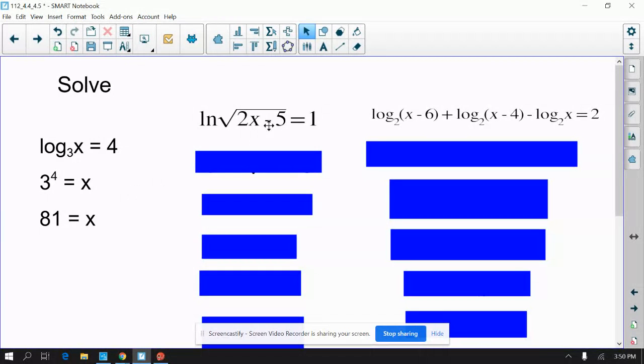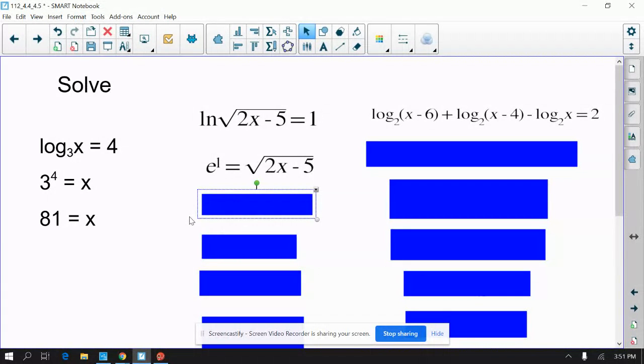What about this? This is a log. Logs are exponents. So the exponent is 1. But on what base? The base of natural log is e. So I'm going to rewrite this as e to the first equals this, the square root. And now I've got no more log. Now it's just a matter of solving. E to the first is just e.